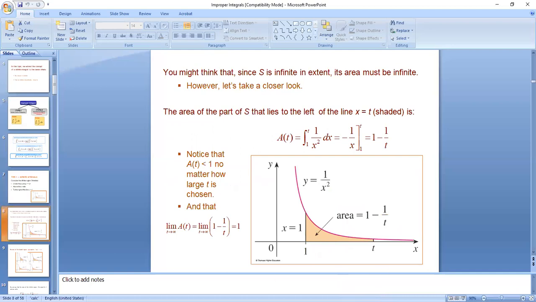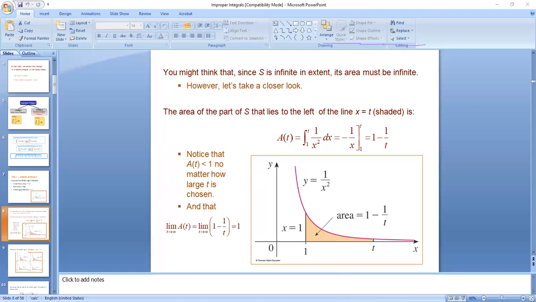So you might think, check again. You might think that since S is infinite in extent, because you say it's the area under the curve above the x-axis to the right of x equal to 1. When you say to the right of x equal to 1, actually that area extends infinitely here. So you may say that since S is infinite in extent, its area must also be infinite. You might think that the area to the right of x equal to 1 under the curve and above the x-axis has no end, it just keeps going, so the area is infinite. Of course, it's not right.